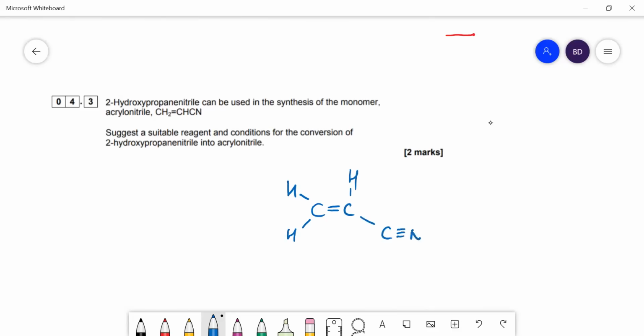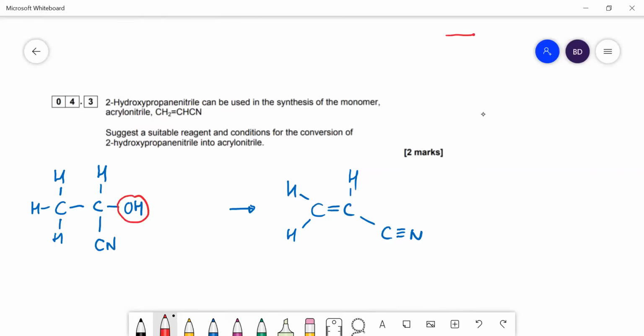What do we start off with? The starting product, we had CH3, a cyanide group and an OH. So you can probably see what we've done there is we have dehydrated an alcohol essentially. We've removed the OH group and the hydrogen from the carbon next door to create a double bond.